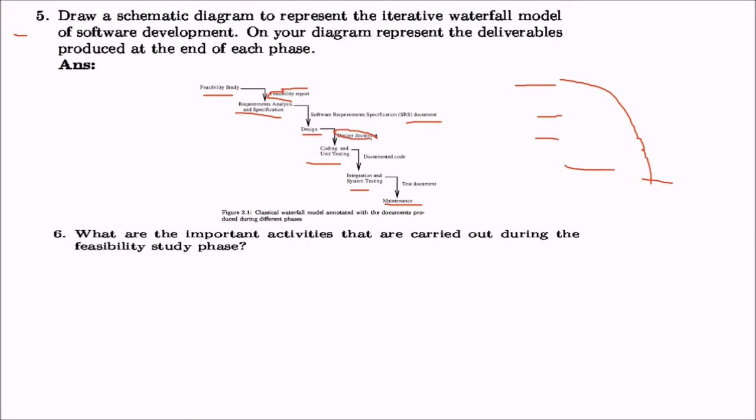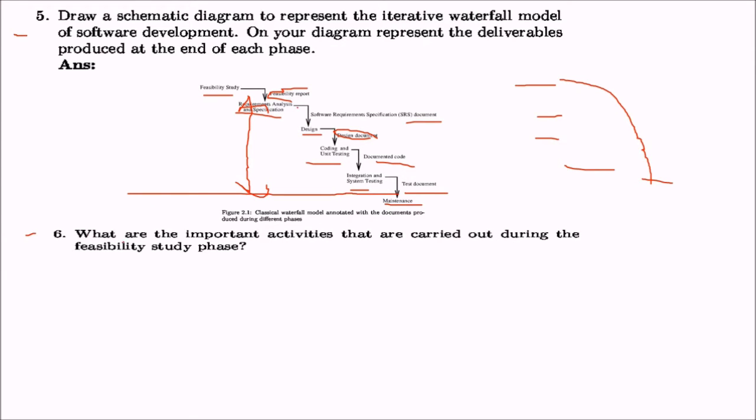Design would give you a design document, which may contain high level design and low level design also. Coding and unit testing will give you documented code. The integration and system testing will give you a test document. Finally, the maintenance phase is going to consume all these documents as and when required. This is the classical waterfall model, and if you are told iterative, you can just draw a line and give these arrows from all the ending levels back to the starting ones of these different levels.